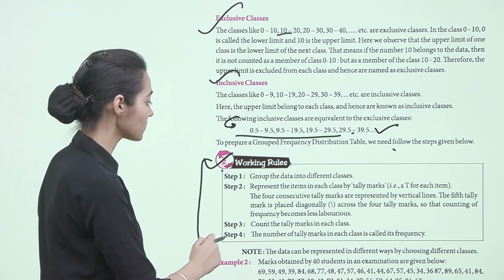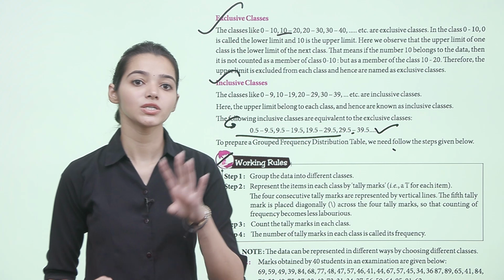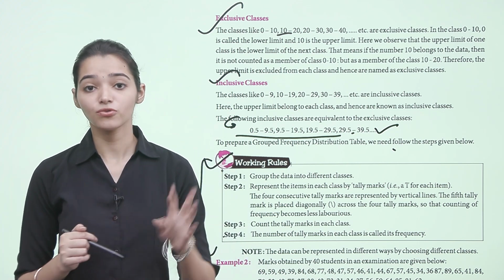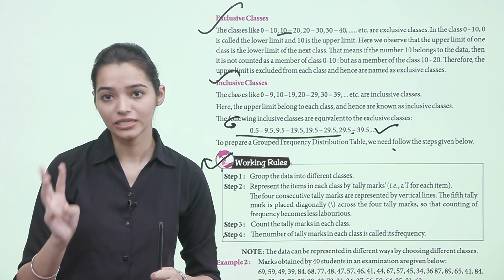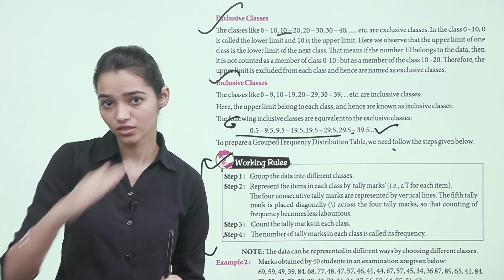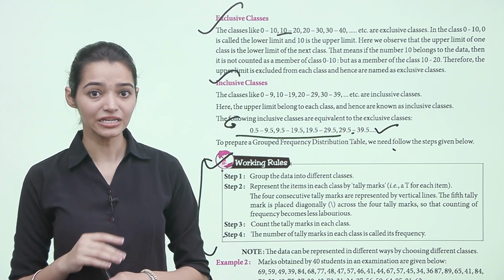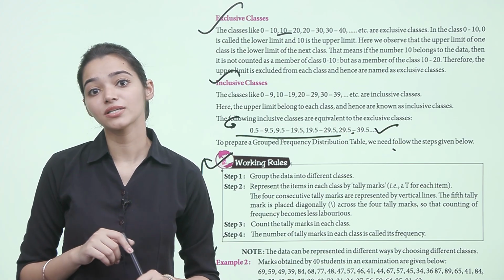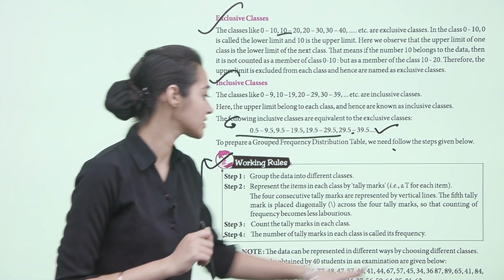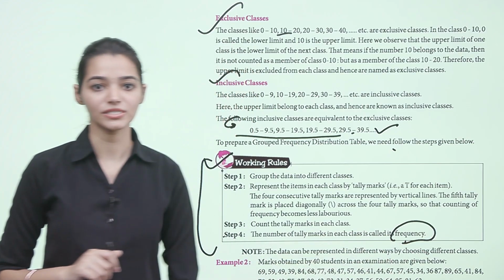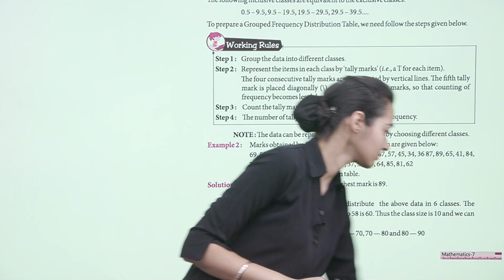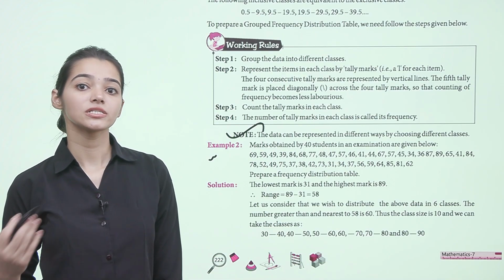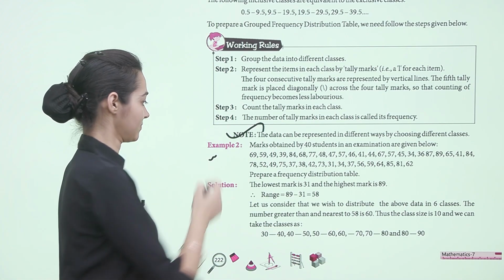Here are the working rules. Step 1 says that firstly we group the data into different classes and then we represent the data in each class by tally marks. Four consecutive tally marks are represented by vertical lines. The 5th tally is placed diagonally across the 4 tallies, so counting the frequency becomes less laborious. Counting the tally marks in each class gives the number of tally marks, which is called its frequency. Always note that the data can be represented in different ways by choosing different classes.